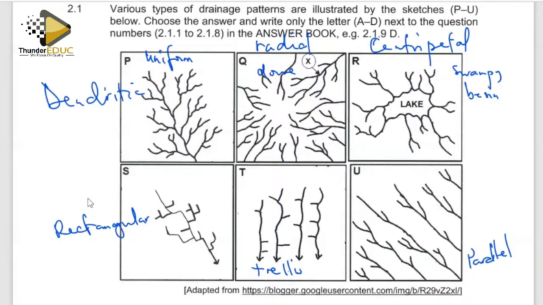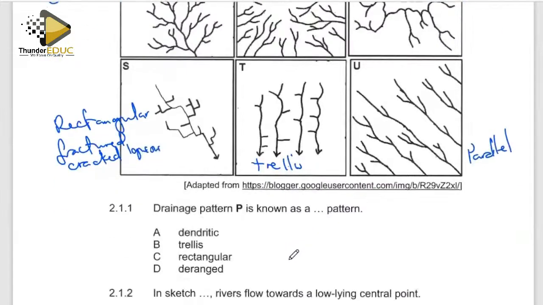Right, then rectangular, it forms where we have fractured or cracked hardened resistant rocks, mainly igneous rocks. Then trellis, this one, you can see, it implies that there is a valley and some high-lying area surrounding a valley. It forms in areas which are either folded or areas of major faults.